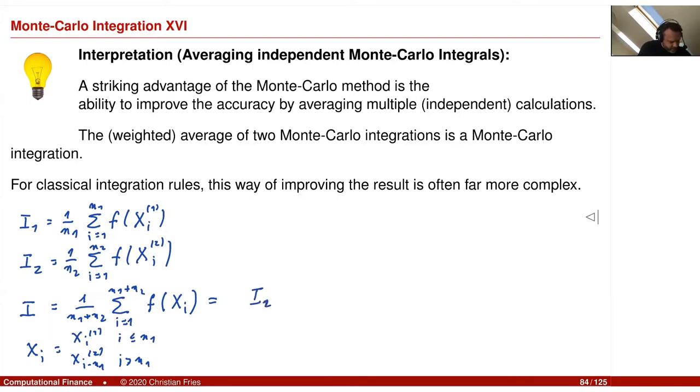Then this is just the sum of I1 plus I2, where I have to adjust for the numbers that are in front of the sums. So this is just I1 multiplied with n1, divided by n1 plus n2, plus n2 divided by n1 plus n2 times I2. So this is just a very easy combination of two Monte Carlo approximations to get a better one.